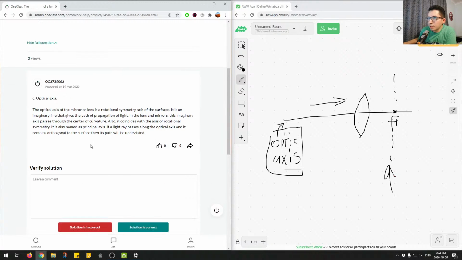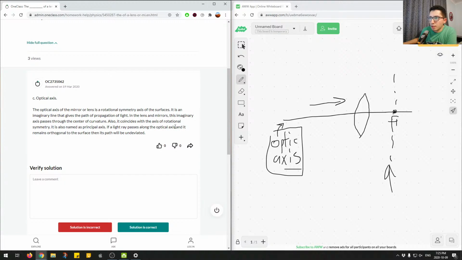So let's look at the attempted solution by the student. They select the correct answer. The optical axis of the mirror or lens is a rotational symmetry axis of the surfaces. It is an imaginary line that gives the path of propagation of light. In the lens and mirrors, this imaginary axis passes through the center of curvature. Also, it coincides with the axis of rotational symmetry. It is also named principal axis. So optic axis and principal axis are the same thing.